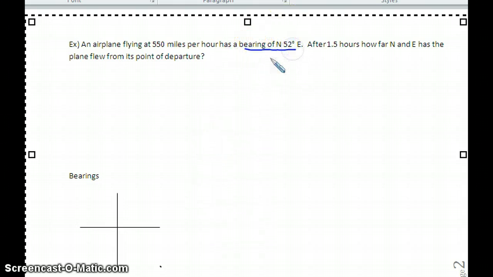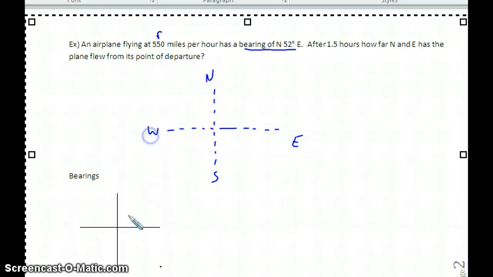So we've got an airplane that is flying 550 miles per hour, so that's a rate, that is not a distance, from a bearing north 52 degrees east. So let's take our north, south, east, west lines here. From the north line, we need to head towards the east line, 52 degrees. This would be the angle that is 52 degrees here. So this is the line that our plane is flying down. So this would be our plane.